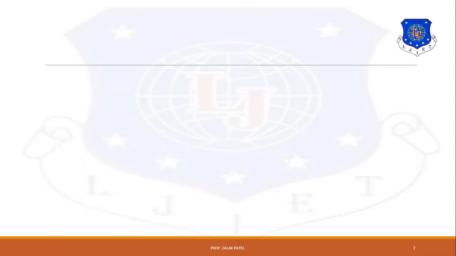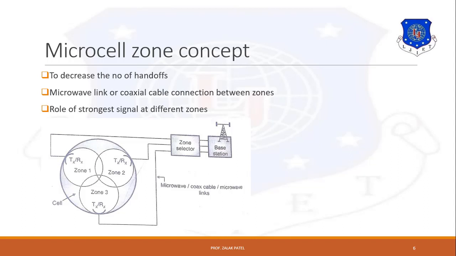Now, how is the strongest signal maintained at different zones? When a mobile user travels from one zone to another zone, zone 1 will have the strongest signal with respect to the base station. That's why the cell retains the same channel. Here, when the mobile travels between zones within the cell, a handoff is not required, because handoff is not required when the user travels from one zone to another zone. That's how the number of handoffs is reduced in the microcell zone concept.